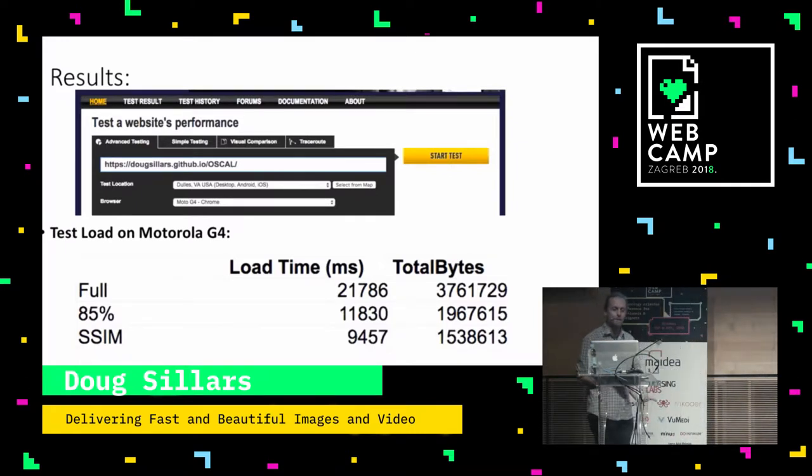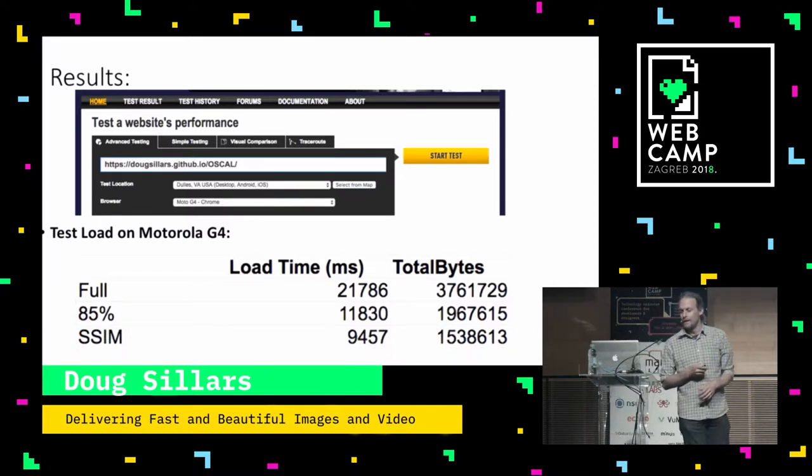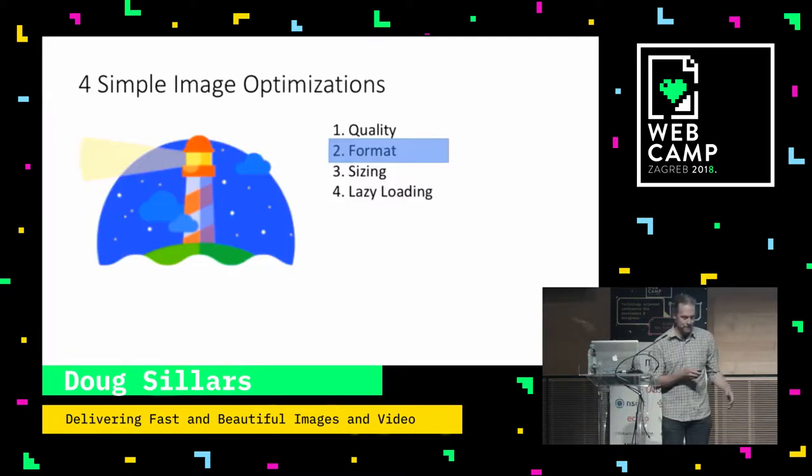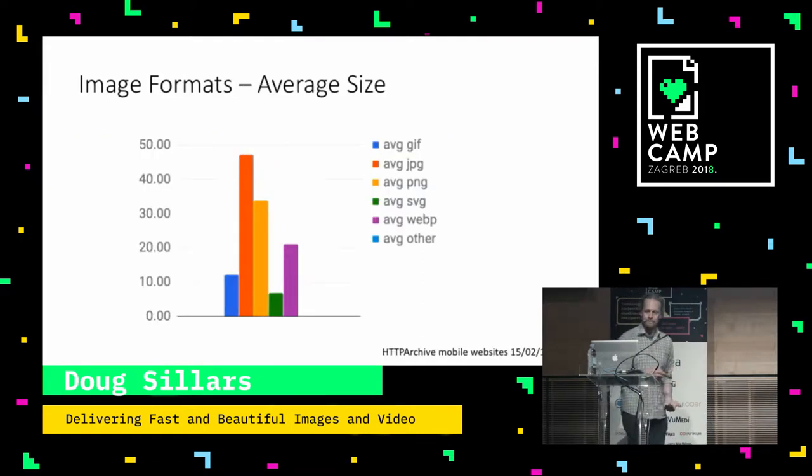We can run that on WebPageTest using a 3G connection on a Moto G4. This is actually a real device that's not emulated. In Virginia, the guy who runs WebPageTest has just racks of phones in his basement. And what you can see is the load time goes from 21 seconds down to 9.5 seconds, right? 3.7 megabytes to 1.5 megabytes. So we've really improved the speed and the delivery of this image.